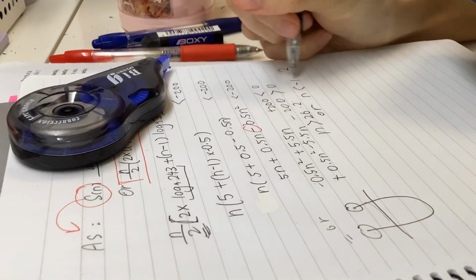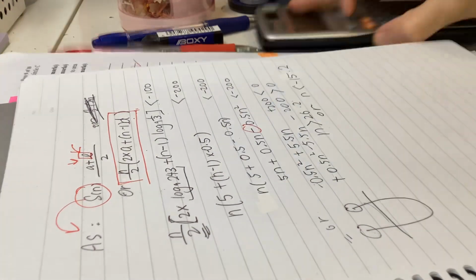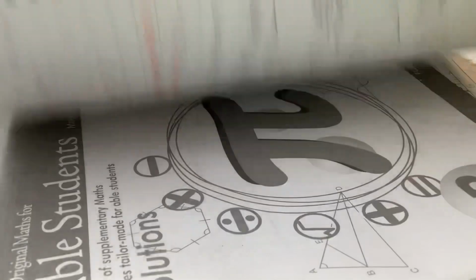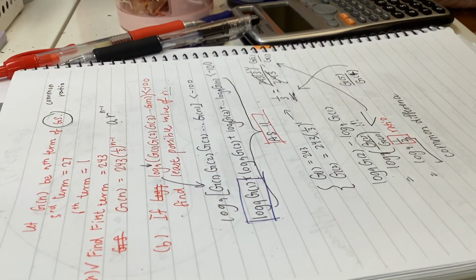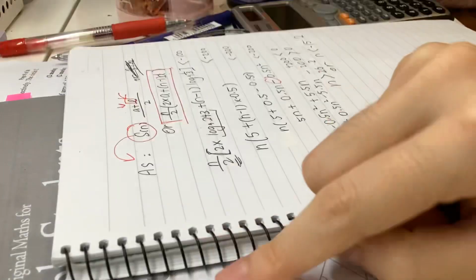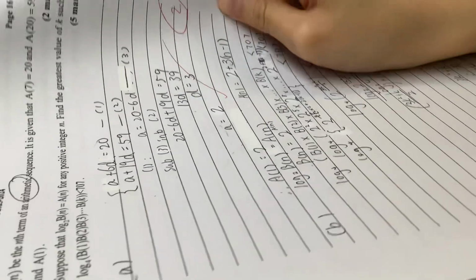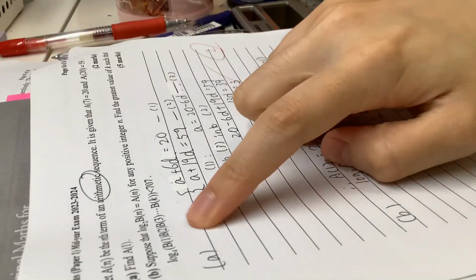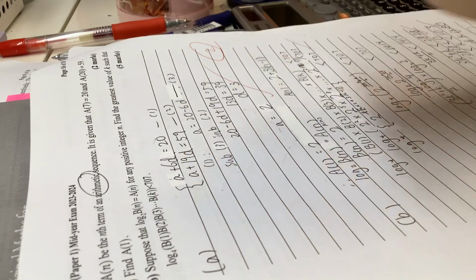So this is the correct answer. I can assure you because I checked the marking scheme, and this is how you do this silly little thing. And I'm gonna talk about the other question, which uses the same or a similar technique. And I also am going to talk about this question, which is easier. This is a lot easier.